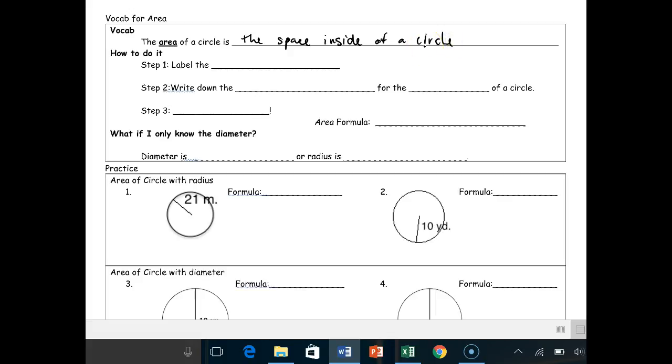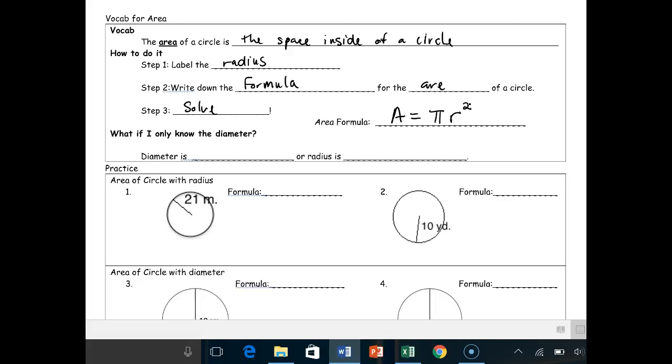So how do we do it? Step one, you're going to label the radius. Write down the formula as step 2, and then solve for the area of a circle. So the area formula is A is equal to pi, or 3.14, times the radius squared, okay?